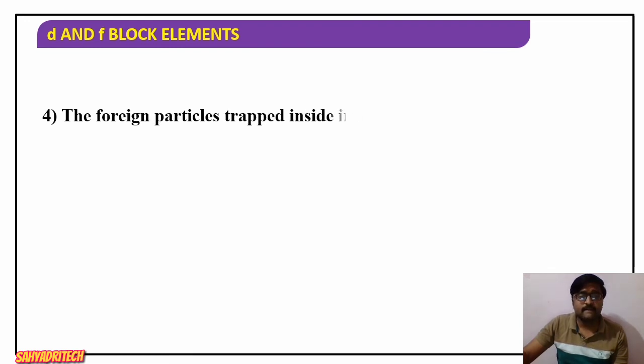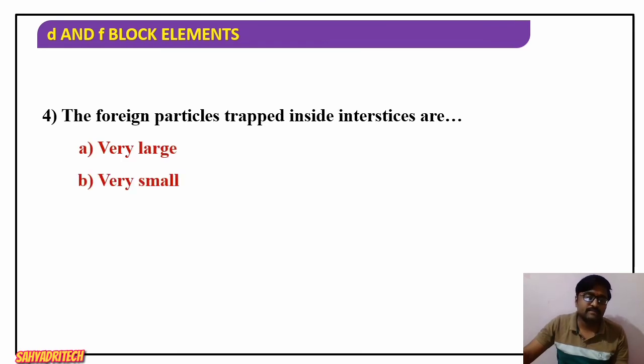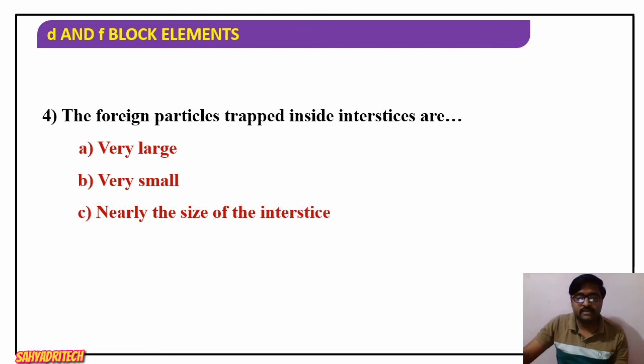Next question: the foreign particles trapped inside the interstices are. Option A, very large. Option B, very small. Option C, nearly the size of the interstice itself. Option D, all are correct. What is the answer here? That size is neither too large nor too small. That size is almost equal to the size of the void, or I can say the interstice. So option C is correct.